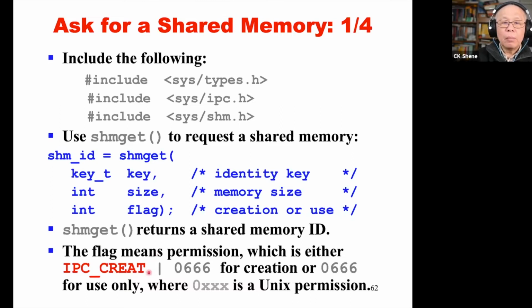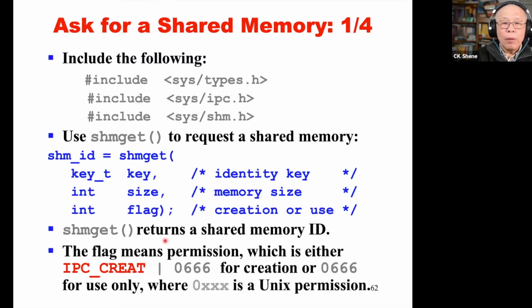This is a bitwise OR followed by 0666 for creation. Of course, you could change this permission 0666 to something else. So let's just say 0xxx, where x is an octal number from 0 to 7. We will talk about it later in case you forgot what the Unix permission is.